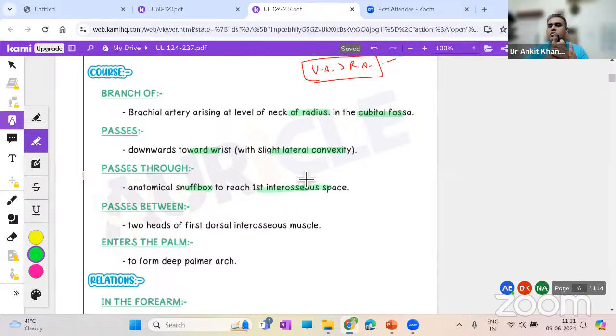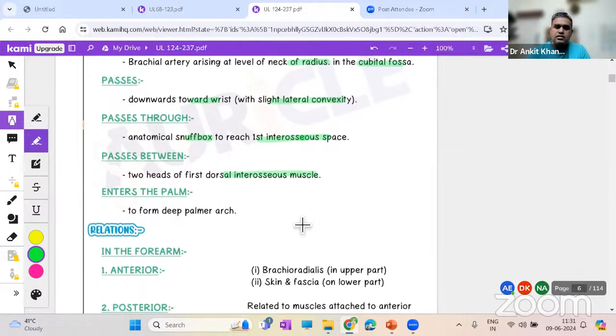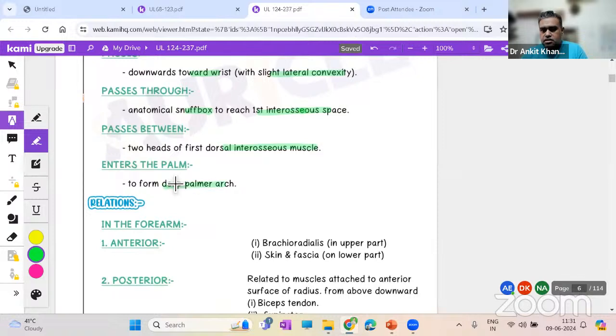Anatomical snuff box is this concavity you see over the tendons when you extend the thumb. So this radial artery, though you palpate it over here, then goes posteriorly into the dorsum of the hand. It passes between the dorsal interosseous muscle and enters into the palm, forming the deep palmar arch. So these are a few things that you should know.